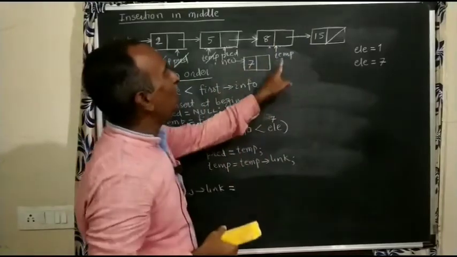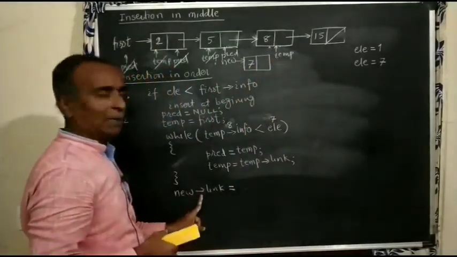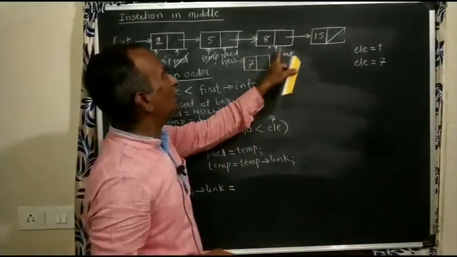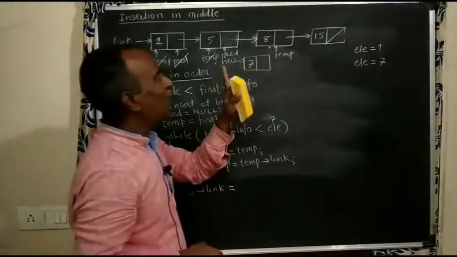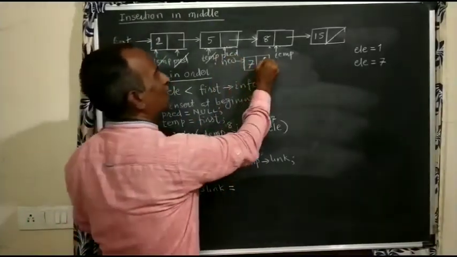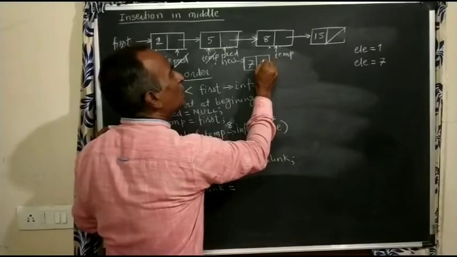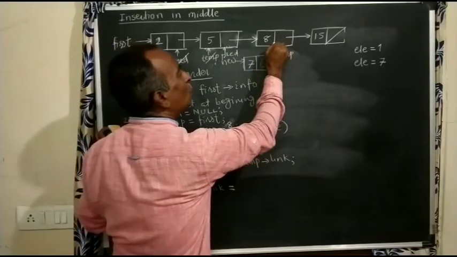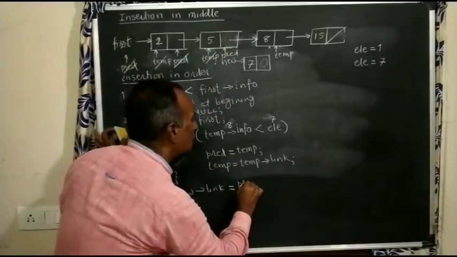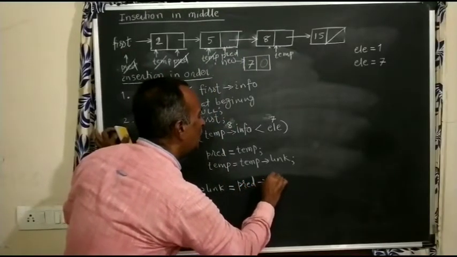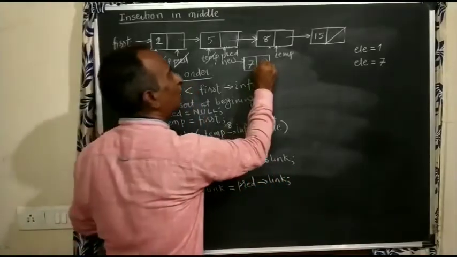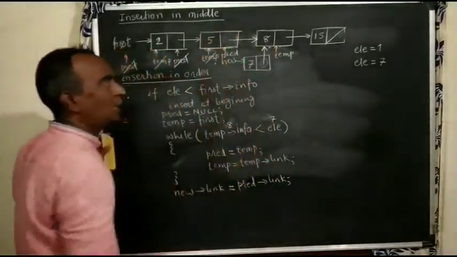Now temp is pointing here. Either you can assign temp here because temp always will be pointing to the next node in this case, but instead use pred for everything. What will happen? See, this field should point to this node. This node's address is in pred's link. So predecessor's link field you can give here. This field is set. This is pointing now to this.